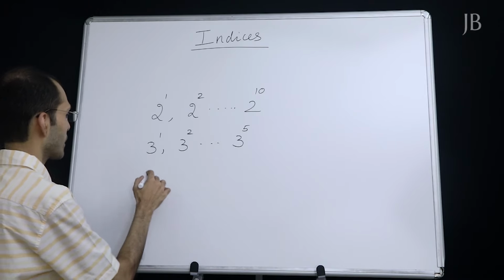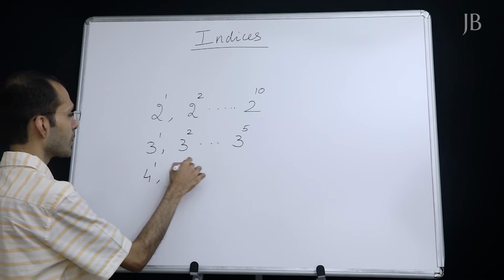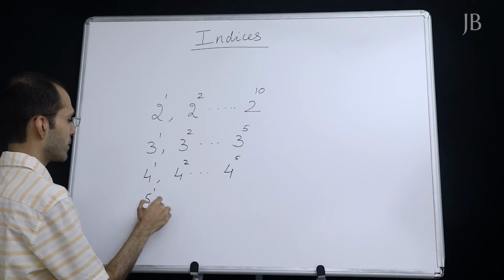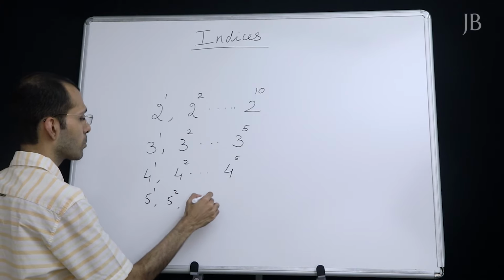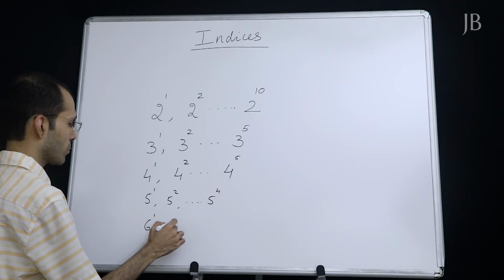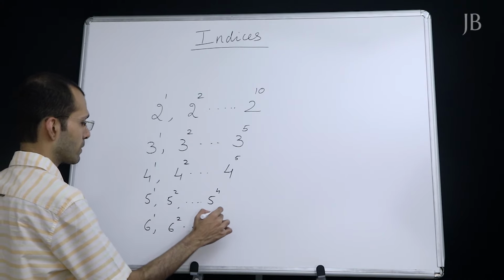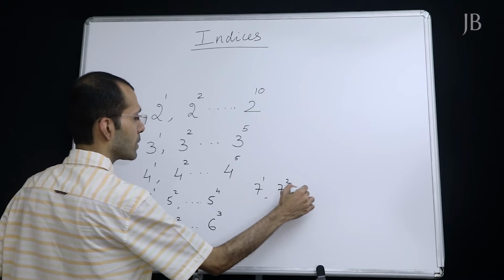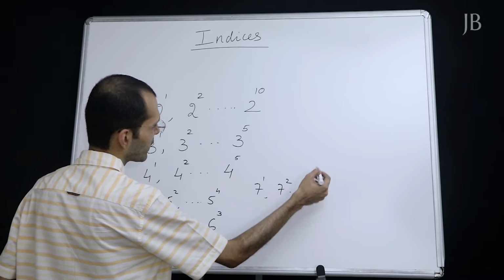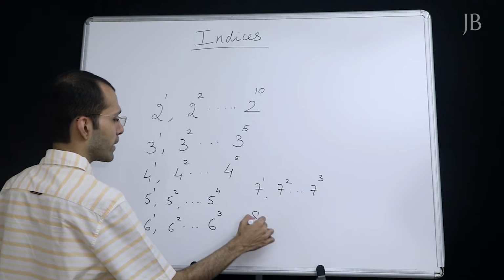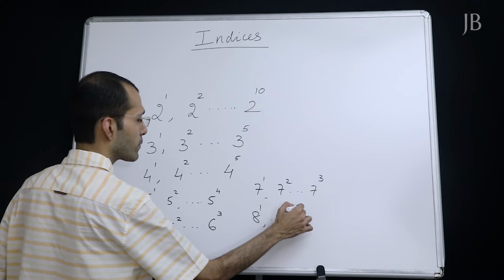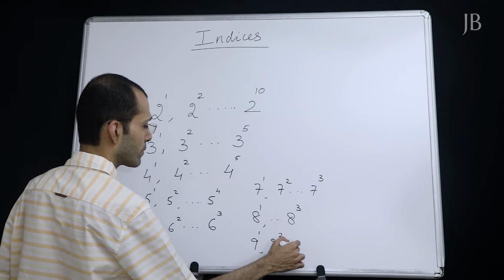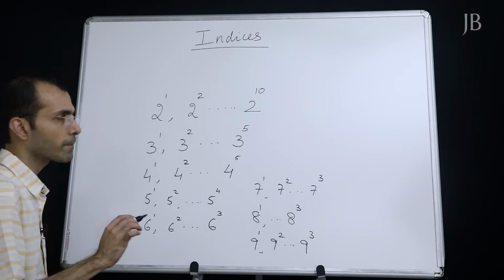This is good enough. Then 4 raised to 1, 4 raised to 2, up to 4 raised to say 5. Then 5 raised to 1, 5 raised to 2, up to 5 raised to 4. 6 raised to 1, 6 raised to 2, up to 6 cube is sufficient. Then 7 raised to 1, 7 raised to 2, up to 7 cube, fine. Then 8 raised to 1, 8 raised to 2, 8 raised to 3. Then 9 raised to 1, 9 raised to 2, 9 raised to 3.